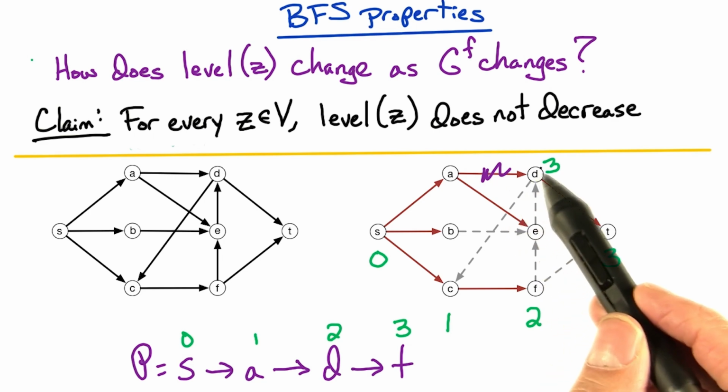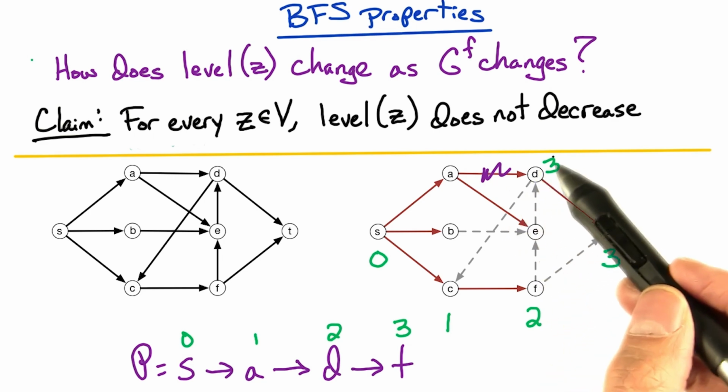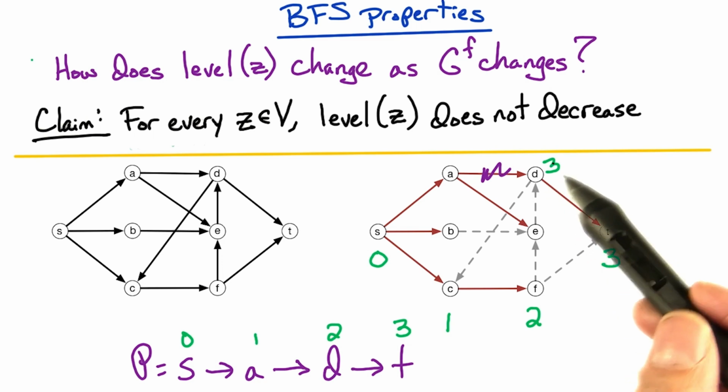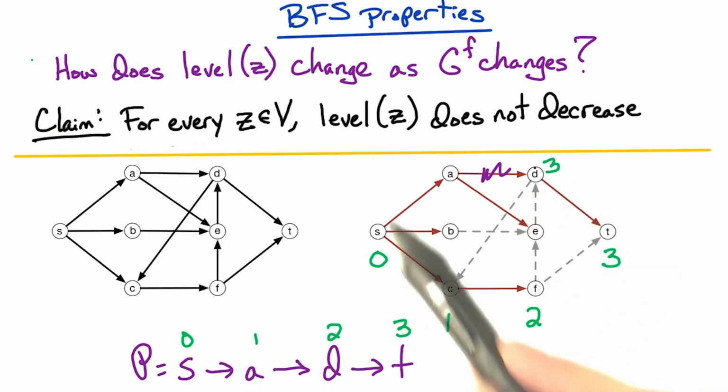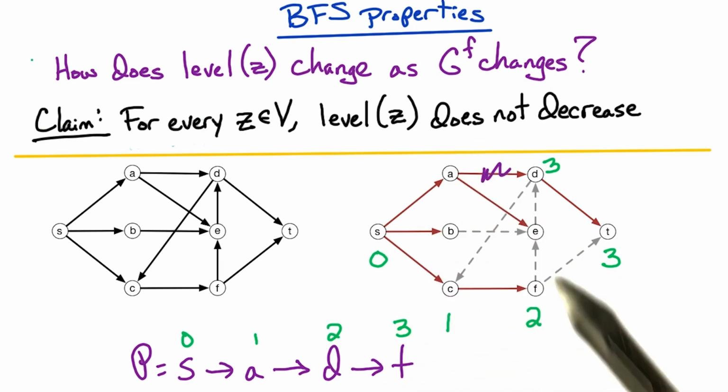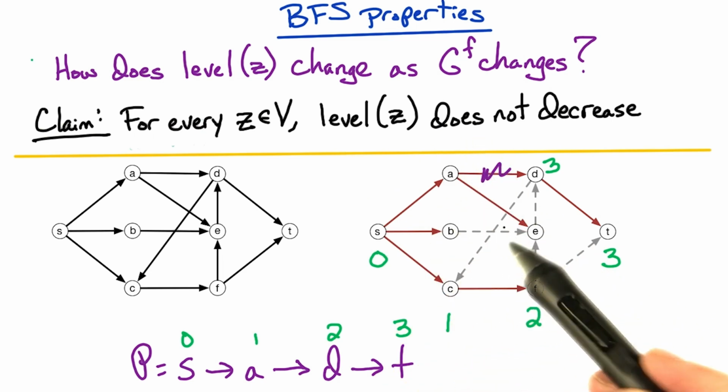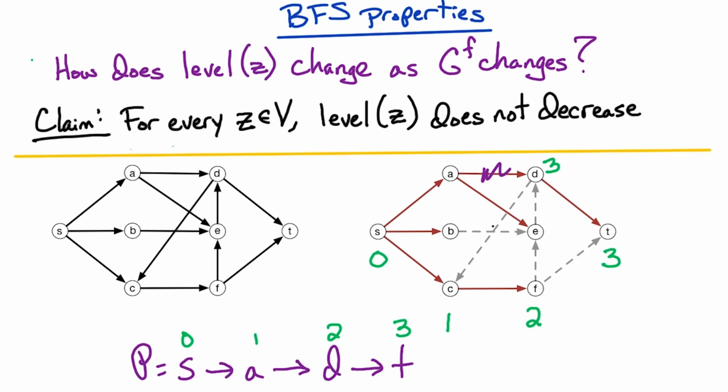But if, for instance, this vertex D, its level increases to 3, then it can never go back down to 2. It can only stay the same or increase further. Now to prove this claim, we have to understand which edges are added into the residual network and which edges are removed from the residual network. So let's look at that in more detail.